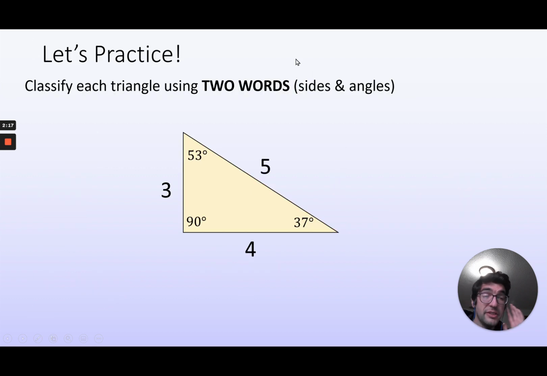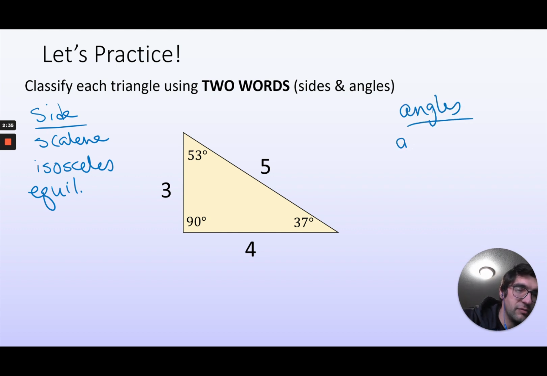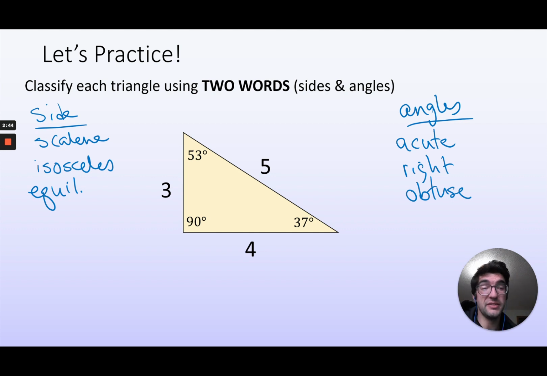Okay, so let's practice. We're going to use two words for each of these. One word from the sides, so that was scalene, isosceles, or equilateral, and then one word from our new angles list, which were acute, right, and obtuse. So basically, every single triangle that exists you can describe with two different words. One describes the sides, one describes the angles.